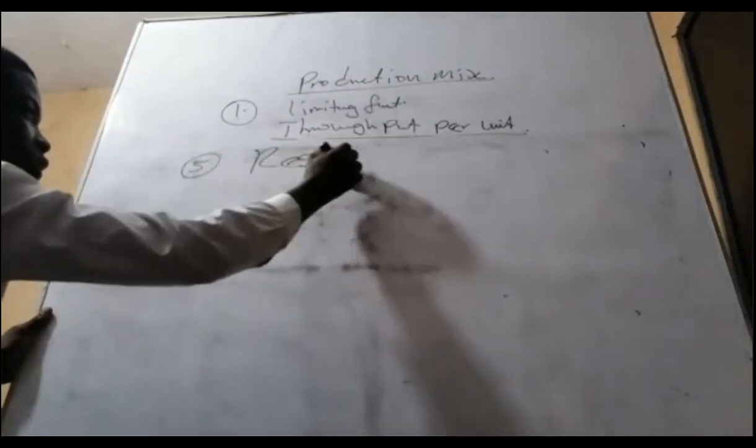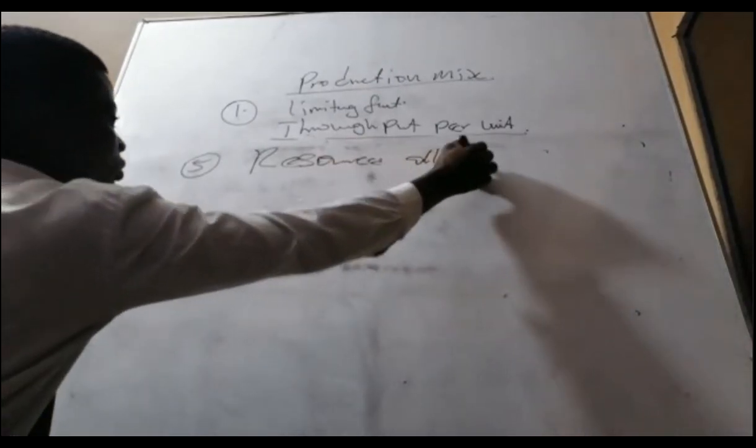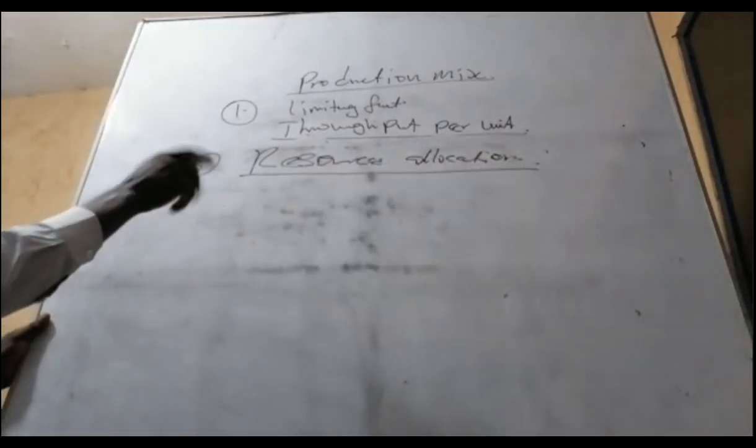Resource allocation. So now we are going to allocate the optimum production plan. You can add it to it. Optimum what? Production plan. And then the optimum production plan. We have a nice table.